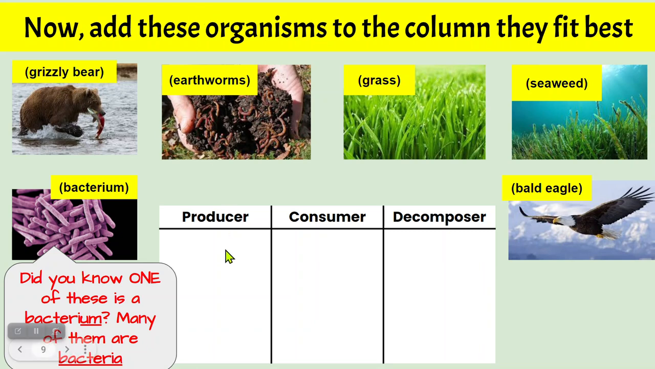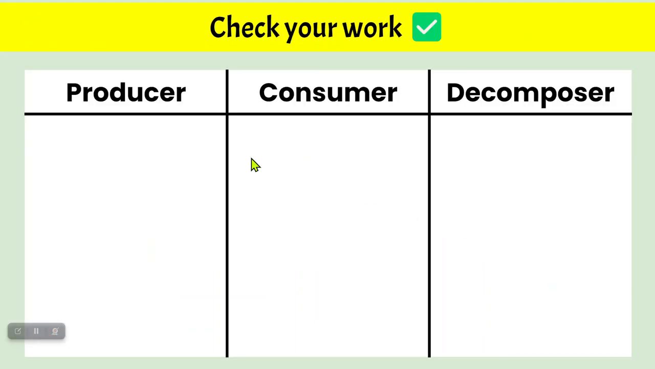All right, so you have written a definition of producer, a definition of consumer, and a definition of decomposer. And now I want you to put all of these organisms in their correct columns. So pause the video and do that. All right, now check your work. If you didn't actually do it yet, please pause again.